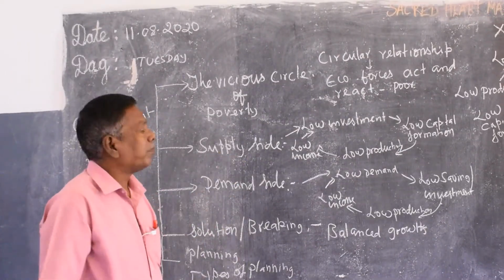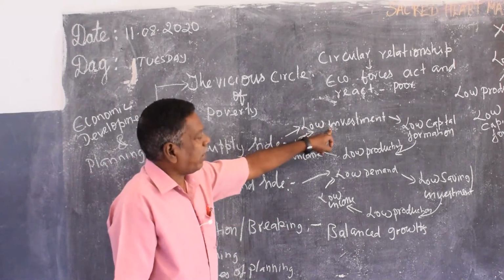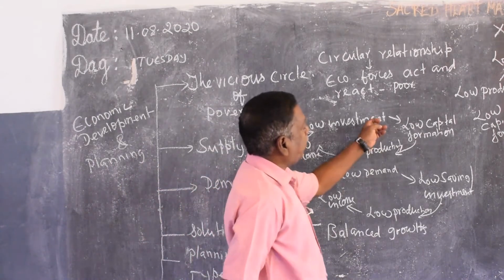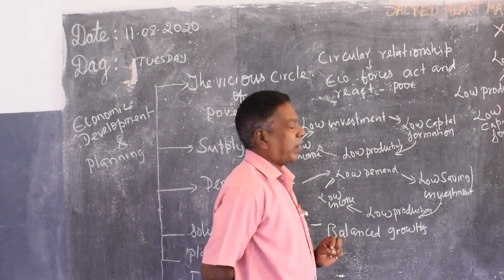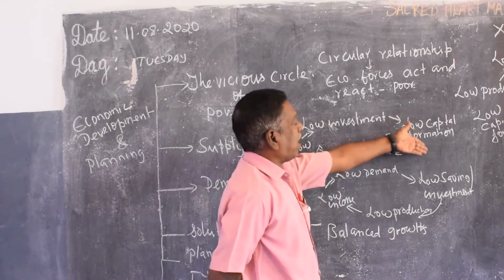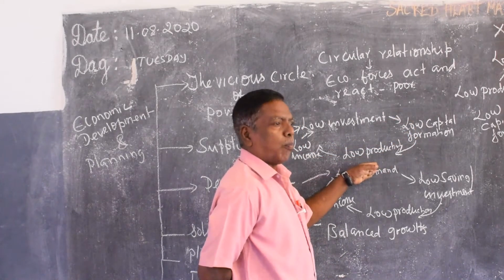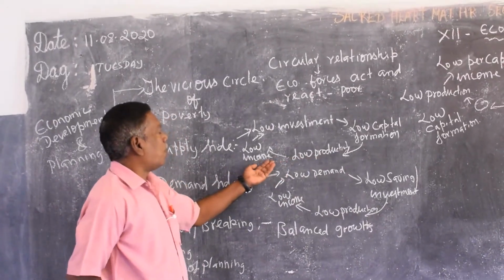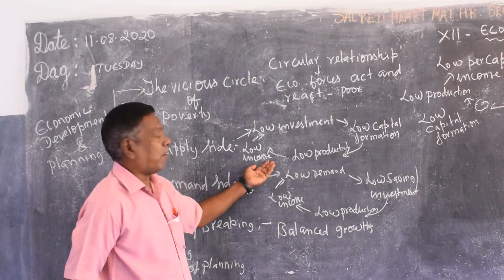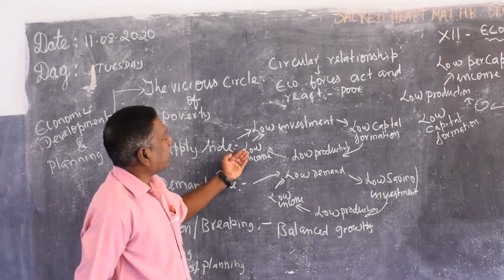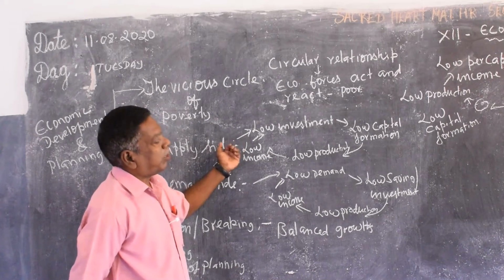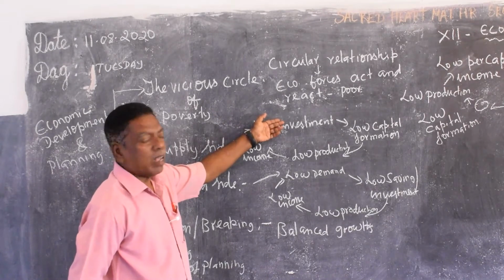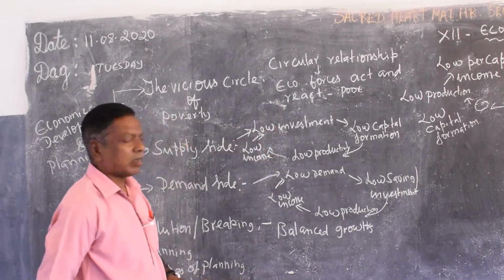Coming to the supply side, there is a low level of investment in the economy, leading to low capital formation. When the formation of capital is low, it leads to low production on the factor side. With low production, the amount engaged is a low level of income. With a low level of income received by the people, there is a low amount of saving potentiality, a low amount of demand, and investment will be at a low level only. That is on the supply side.